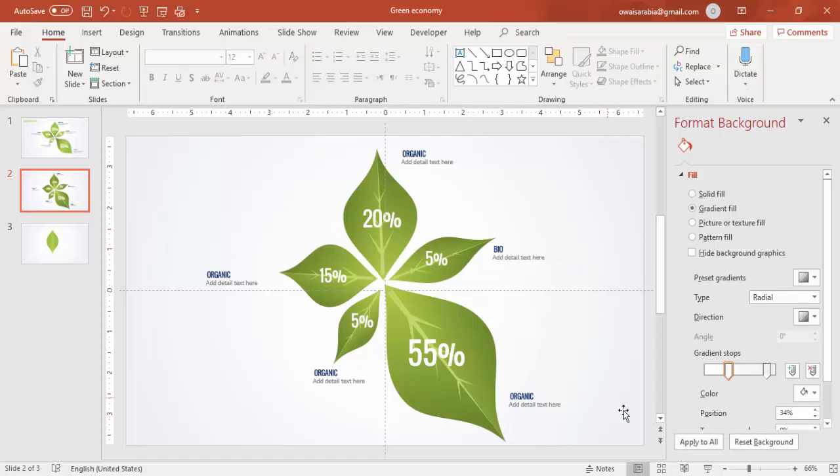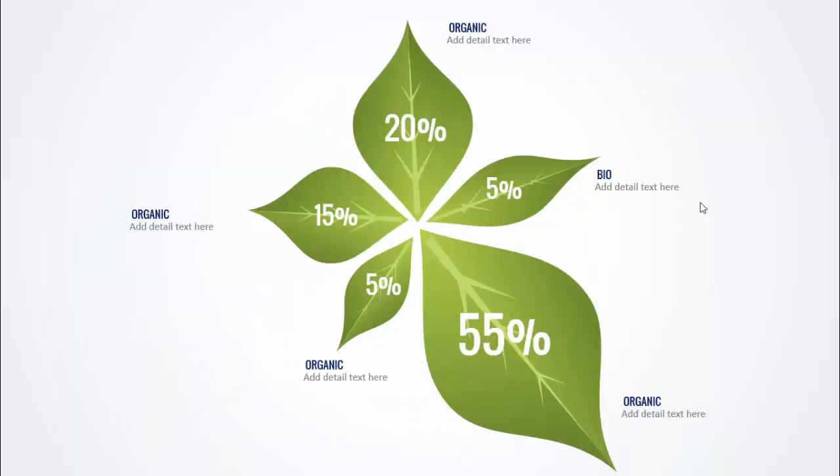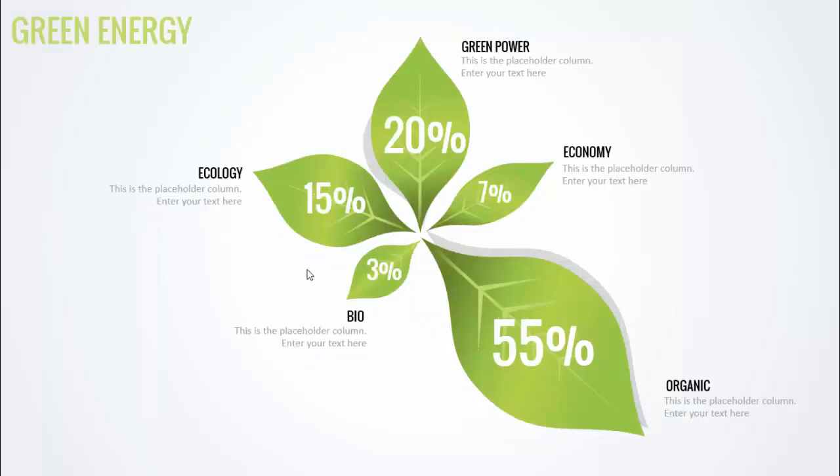So let's see how this slide looks in the slideshow. So this is how the slide looks in the slideshow. And if you want to add some shadows, you can add the shadows also, which I did in my previous slide. You can see here I have added some shadow effects for this one. If you want, you can add it also.